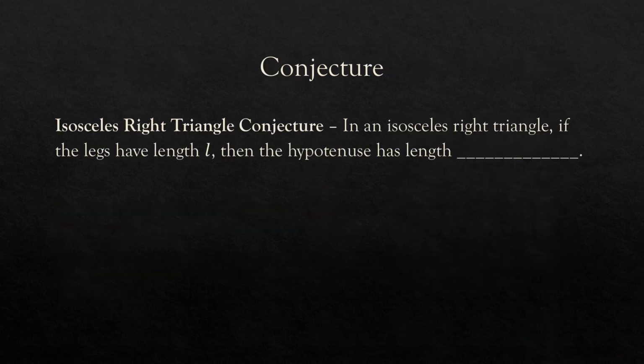in an isosceles right triangle. If the legs have a length of L, then the hypotenuse has a length of what did you find? It was L square roots of 2 every time. So the hypotenuse is the square root of 2 longer than either of the legs.